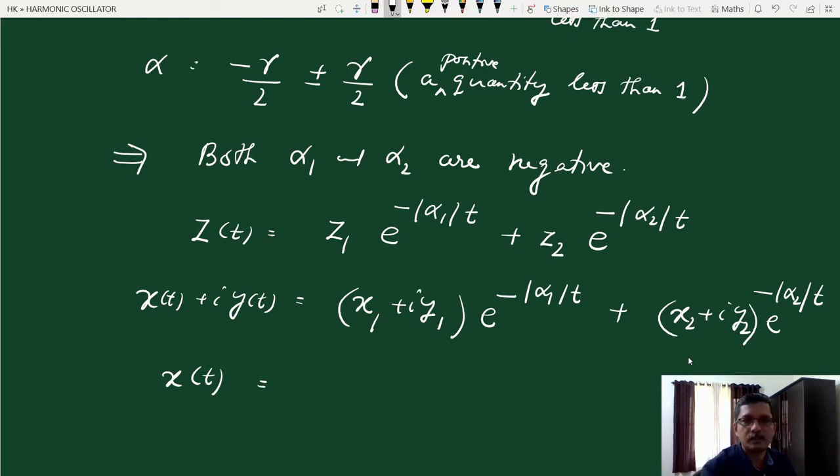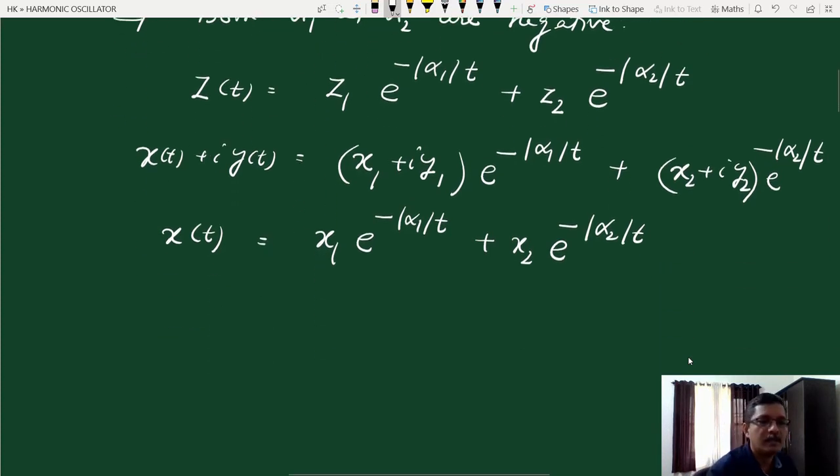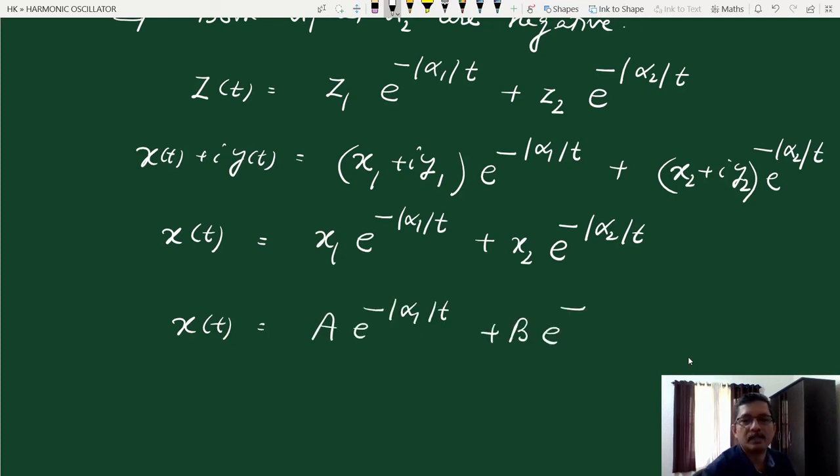So x of t is equal to x1 e raised to minus modulus alpha 1 t plus x2 e raised to minus modulus alpha 2 t. Or instead of x1 and x2 we can use a and b. So we have the instantaneous position as a e raised to minus alpha 1 t plus b e raised to minus alpha 2 t.